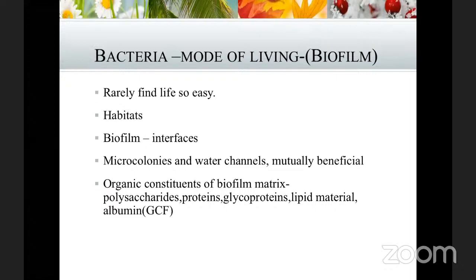So first, we need a habitat. And in the oral cavity, the most important habitat is the tooth and the different hard surfaces, and also the soft surfaces. So they live in a film, in microcolonies. They need a matrix of extracellular polymeric substances, that is EPS. This is the main matrix which provides the organized structure.